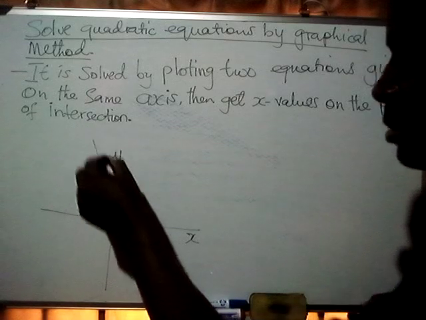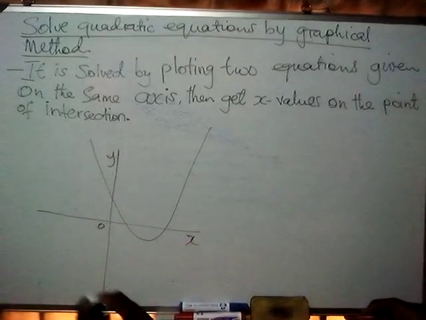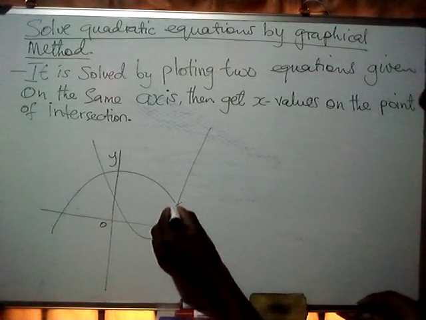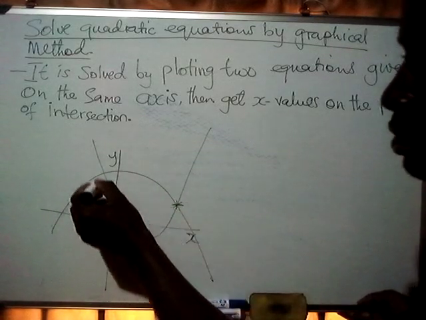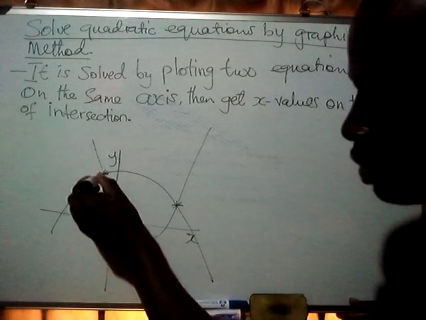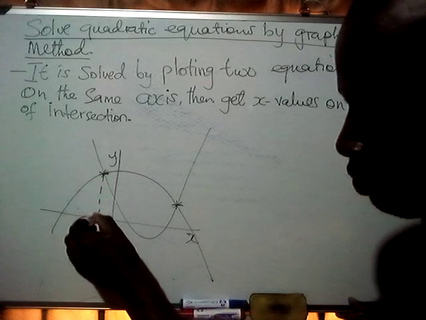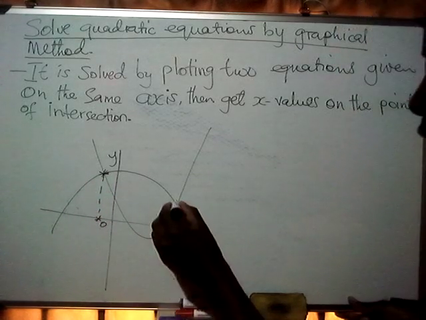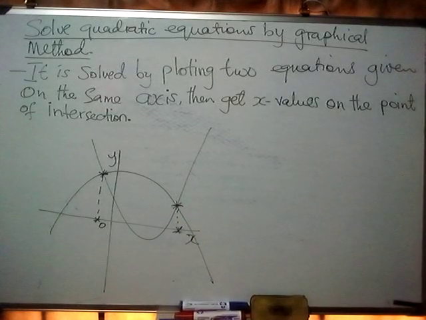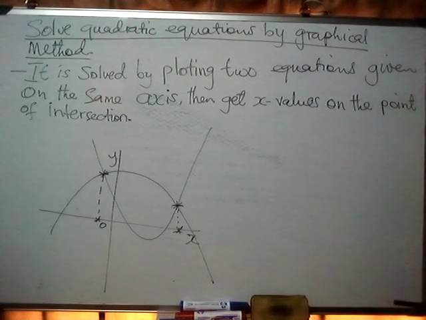If your first graph is like this, then we have the second one like this, meaning you get the value of x there and also the value of x there. What is the value of x there? Which is negative. This one here is positive. You get those 2 values. That will be the solution to your quadratic equations using the graphical method. Let us have one example.